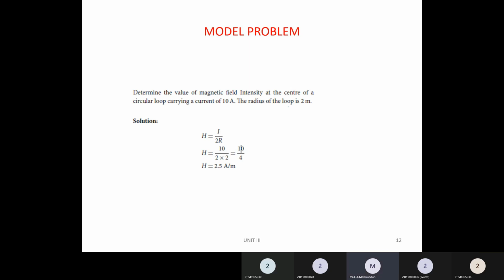You can see this example. Determine the value of magnetic field intensity at the center of a circular loop carrying a current of 10 amperes. The radius of the loop is 2 meters. So H is equal to I by 2R. We already know the radius value, so if you substitute, H equal to 10 by 2 into 2. That gives H equal to 2.5 ampere per meter.